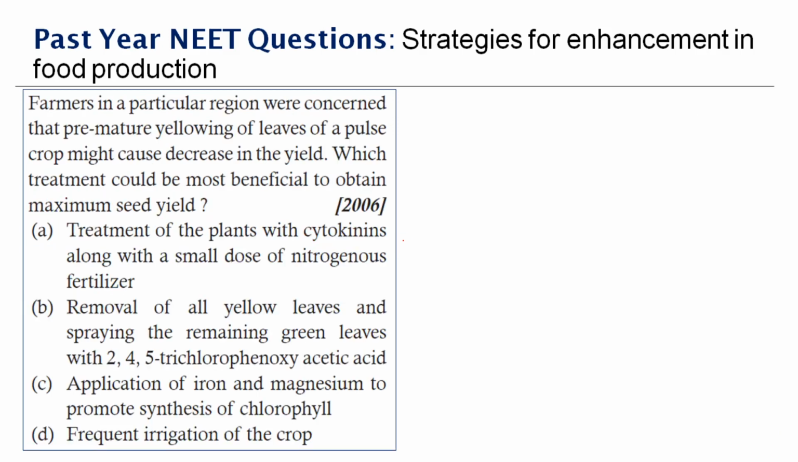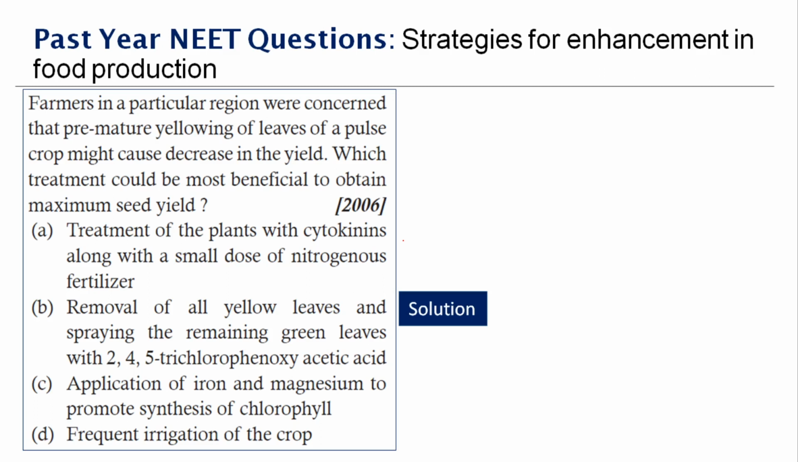Next question here. Farmers in a particular region were concerned that premature yellowing of leaves of a pulse crop might cause a decrease in the yield. Which treatment could be most beneficial to obtain the maximum seed yield? And this question was asked in the year 2006. We have to analyze the statements here.